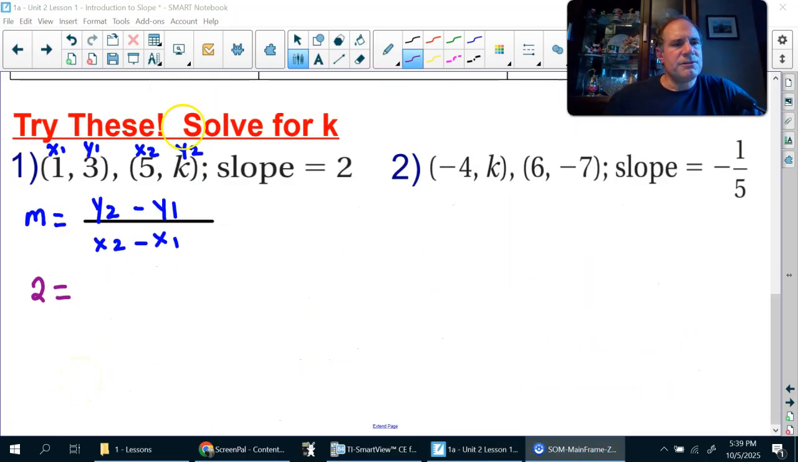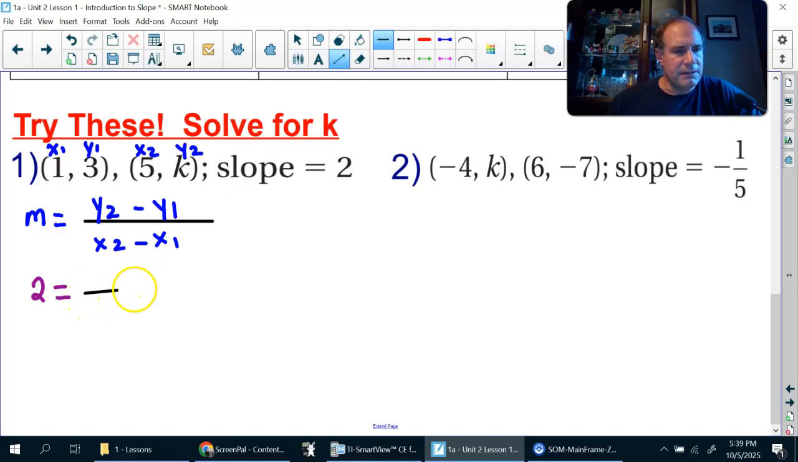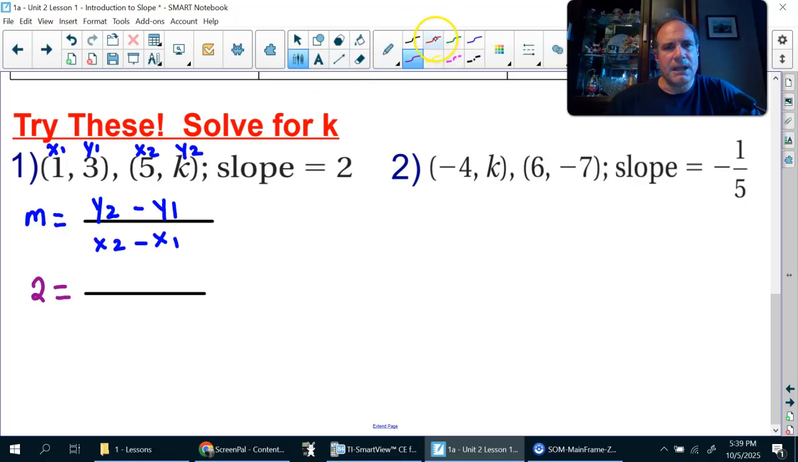Okay, so this one's a little bit different. We have 1, 3, 5, and k. This is missing, and the slope is 2. So I put the slope in as 2. This is the formula. So we're going to substitute in, and we're going to put the y2 in as k minus the y1, which is 3. The x2 is 5, and the x1 is 1.